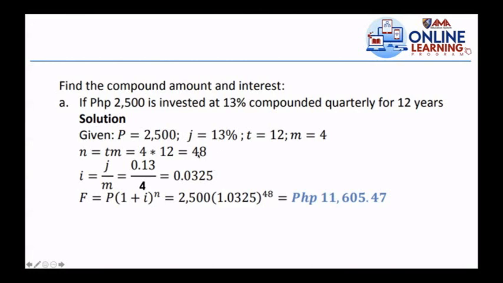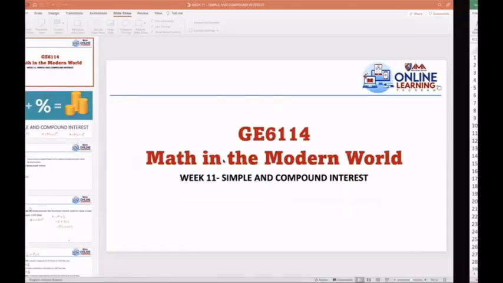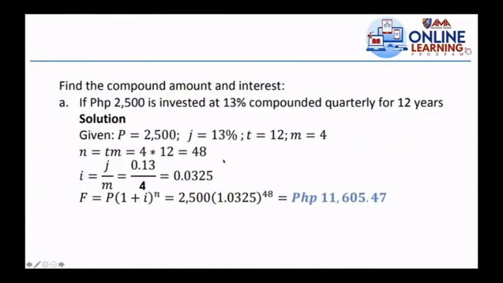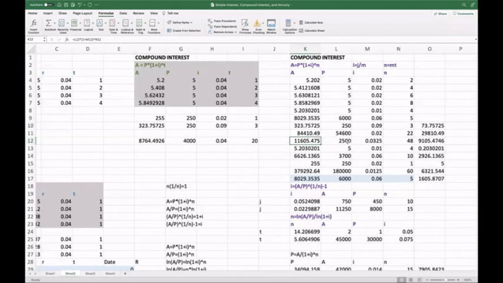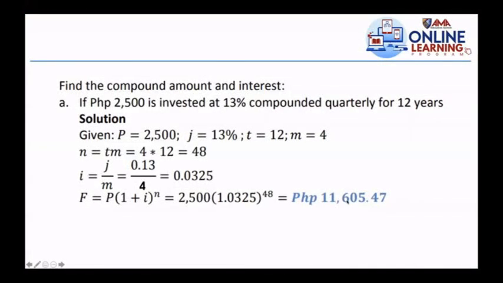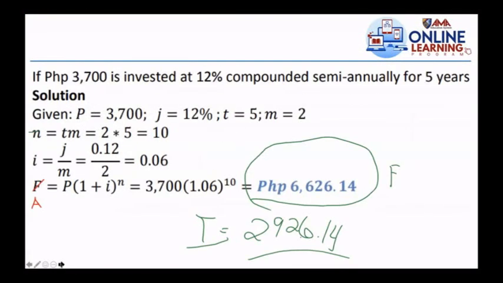But for me, as long as you know how to get the I and the N and the P, then substitute into the Excel file. Where is that? This one, 25. 0.0325, 48. You get the answer there. The same answer anyway. That's the formula. The answer is what? 11,605. The same. Okay, class? So now next.